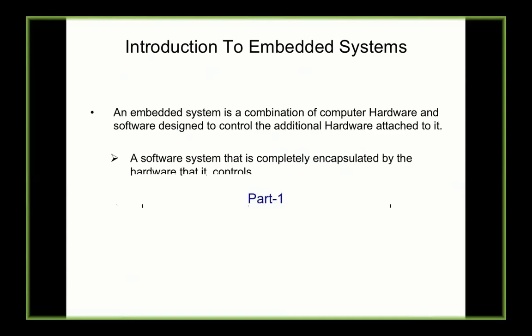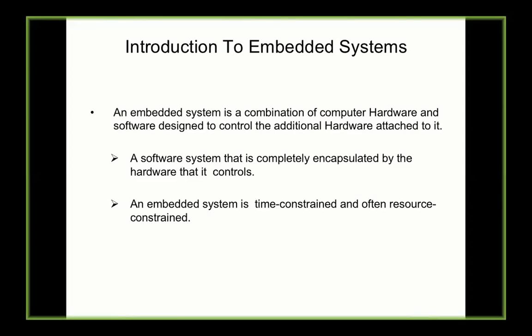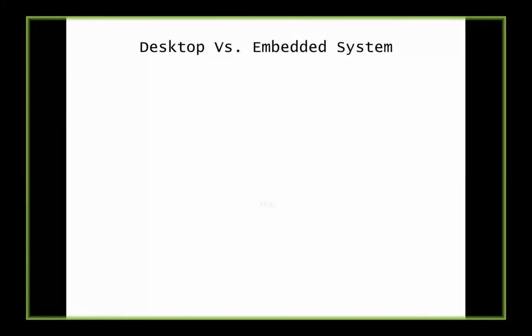Now, as we already spoke about, an embedded system is a subsystem which is a combination of software, hardware, and usually additional hardware attached to it, and all the software is completely encapsulated by the hardware it controls. We also took an example where we understood how an embedded system is time constrained and often resource constrained, right? So time and space complexity drives this.